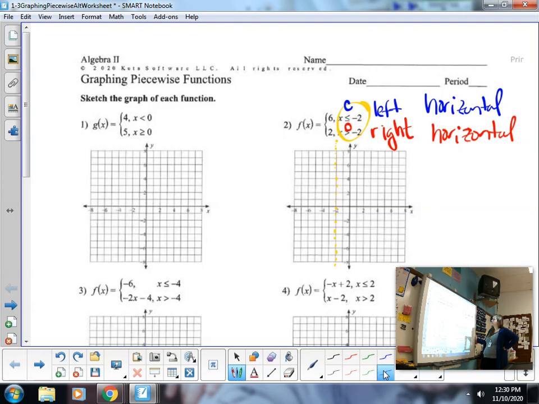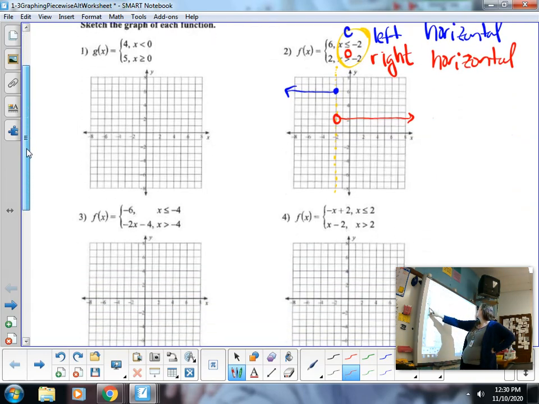So for the blue piece, for the piece that exists to the left on the boundary, I'm going to go up to 6 and I'm going to put a closed dot because that dot is closed there for the left-hand piece. And because it is existing to the left, I'm going to draw my arrow going off to the left-hand side. For the red piece on the bottom, I'm going to go on the boundary up to a height of +2 and put an open dot. And this piece exists to the right, so I'm drawing my arrow to the right. And that's how you would graph a piecewise function with 2 horizontal pieces.